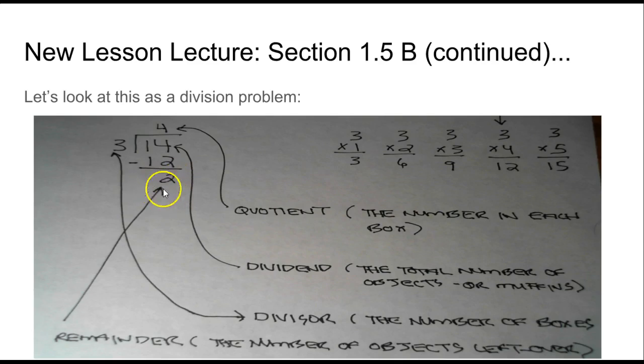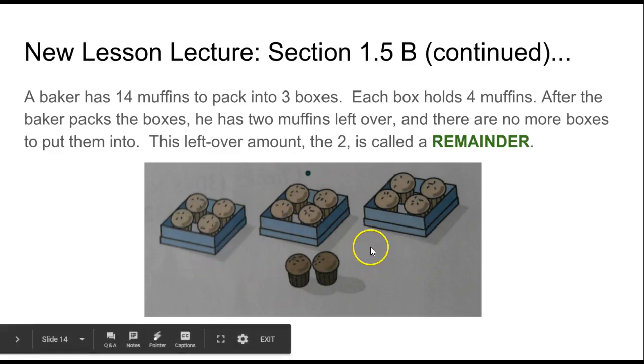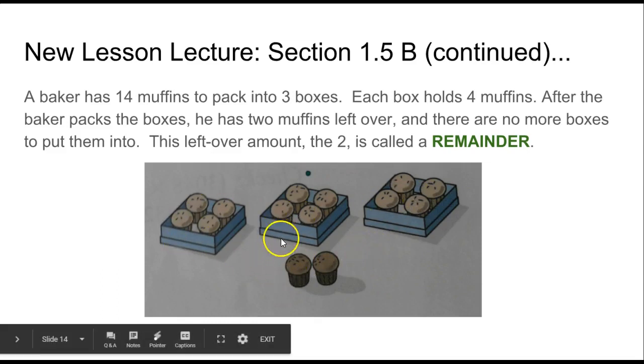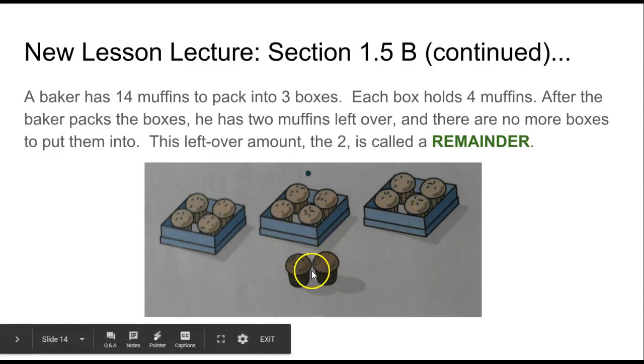So instead of this being a 0, and remember there's no more digits for us to bring down, we don't have a 0. So this means that we have 2 left over. Going back here, we've got 3 boxes. The 3 boxes are the divisor. The total number of muffins is the dividend. When we divide them equally, there are groups of 4, but there are 2 left over.